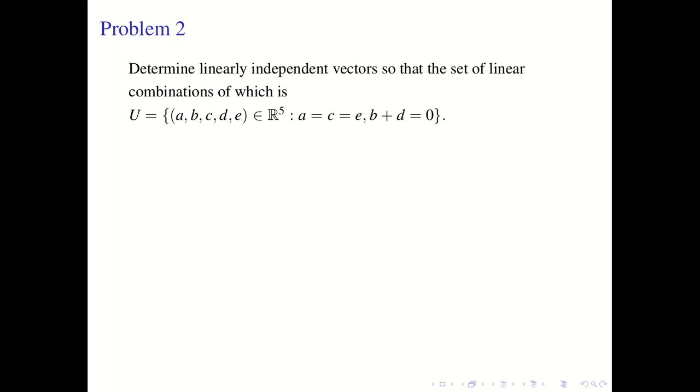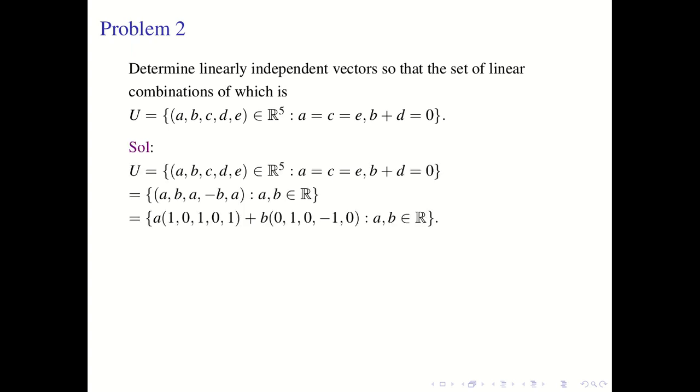Determine the linearly independent vectors so that the linear combination of which is this set. So U is all (a, b, c, d, e) with the property that a is equal to c equal to e and b plus d is equal to 0. So we need to find vectors in U which are linearly independent and whose span is equal to U.